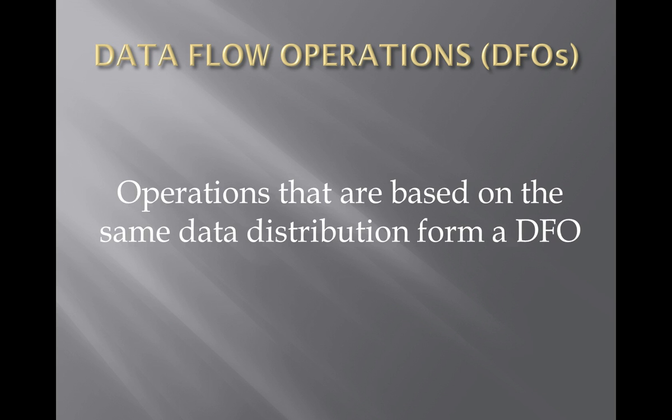And what is a data flow operation? In principle, the data flow operation is a unit of operations in the execution plan that are based on the same data distribution. So with parallel execution we always have the challenge to distribute the data across the parallel execution servers so that we can actually do things in parallel. And all the activities that can be performed without having to redistribute the data basically can then form a single data flow operation.